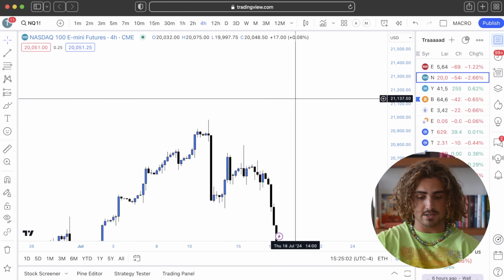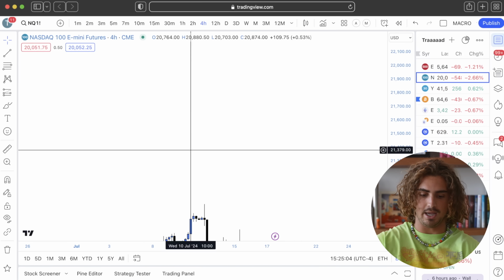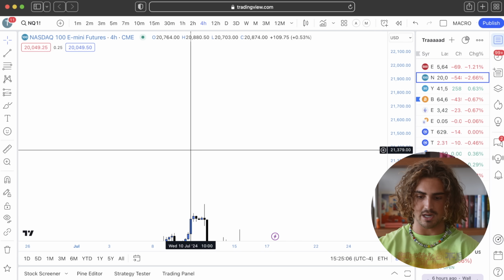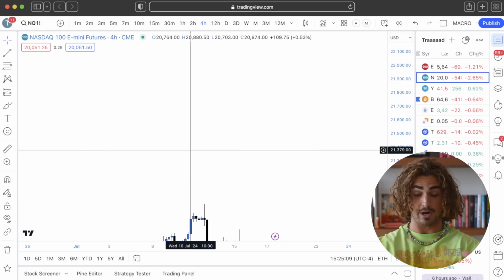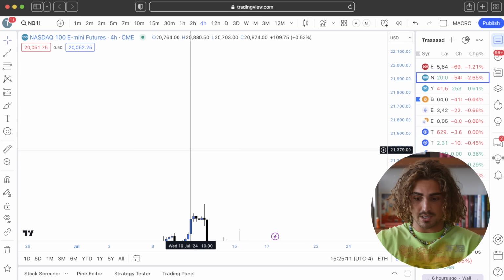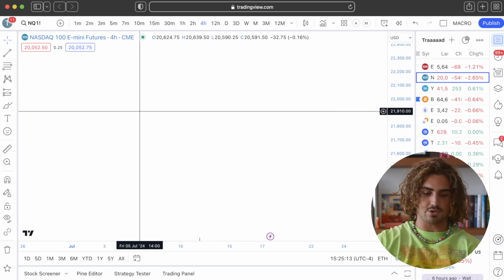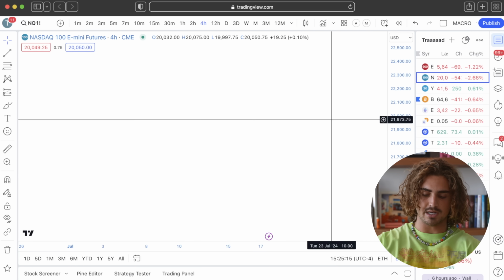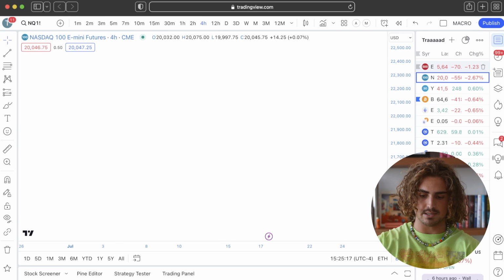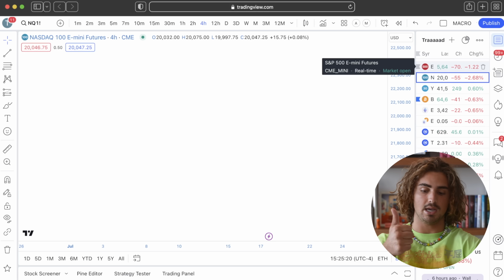So first things first, I just want to go on here and show you guys what an SMT Divergence is going to look like. And let's just describe what an SMT Divergence even is. So first, let's describe what it is. SMT Divergence is essentially when we use two indexes. For me, I prefer to use ES and NQ.